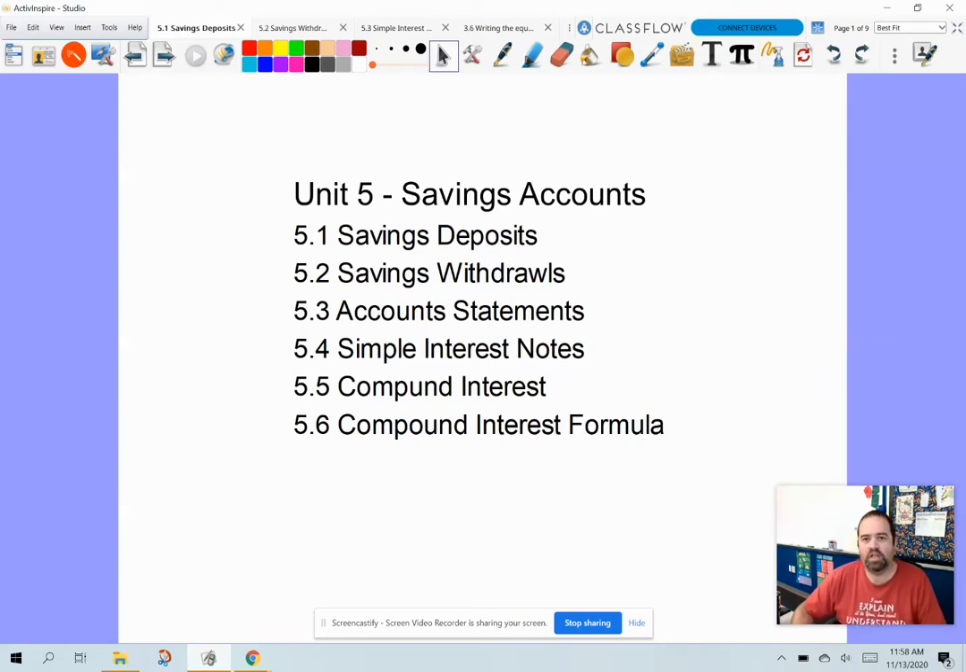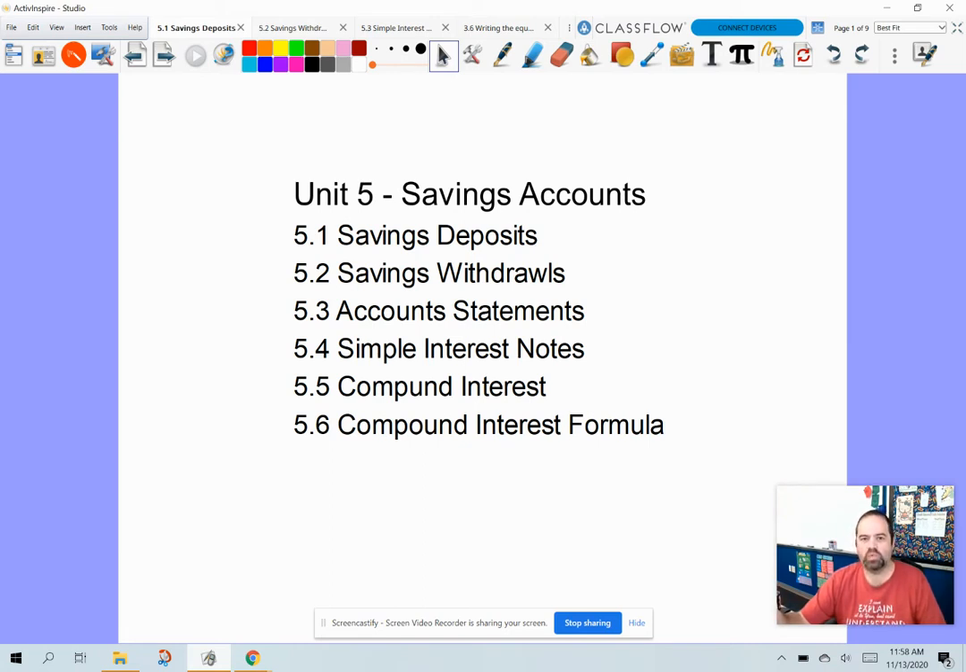So Unit 5 is all about savings accounts. The big difference between a savings account and a checking account is how accessible your money is. You can't go to Walmart and pay with money that's in your savings account. So the idea is you basically leave your money alone when you put it in a savings account. The idea is to save it and not spend it.